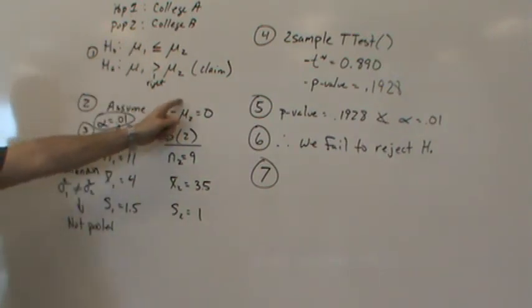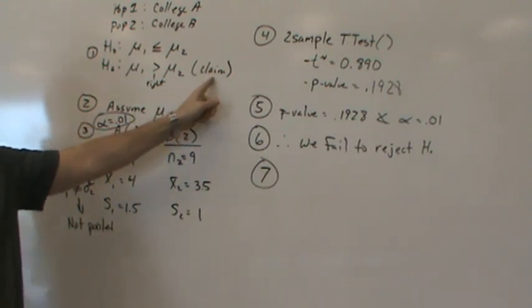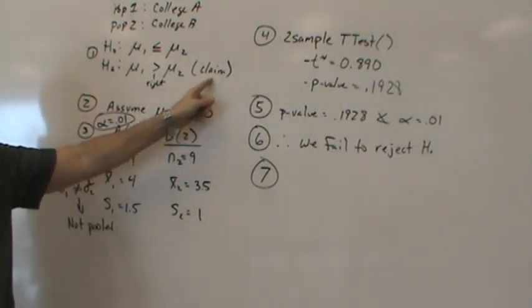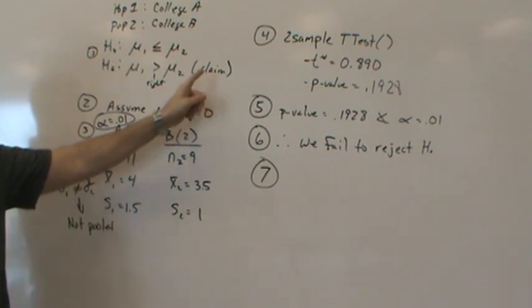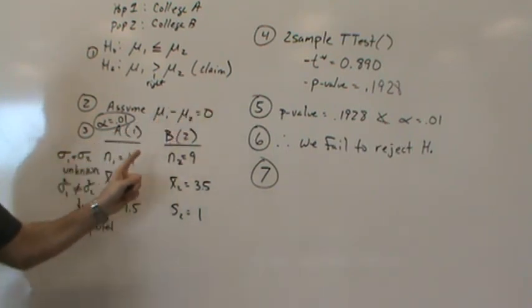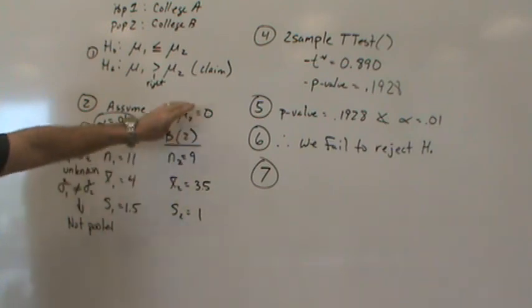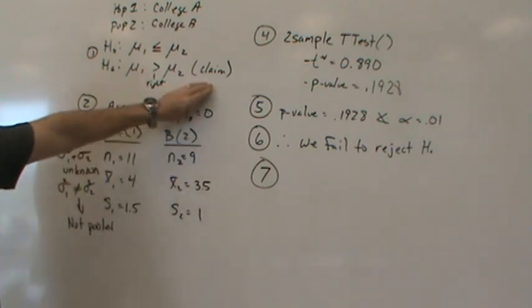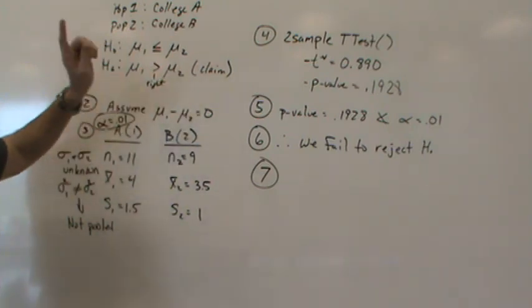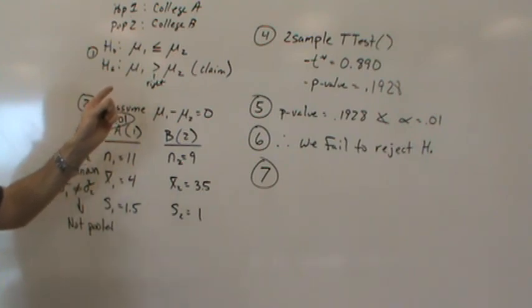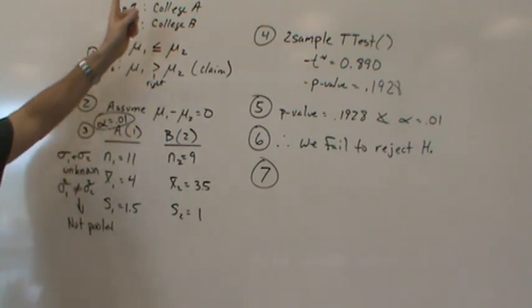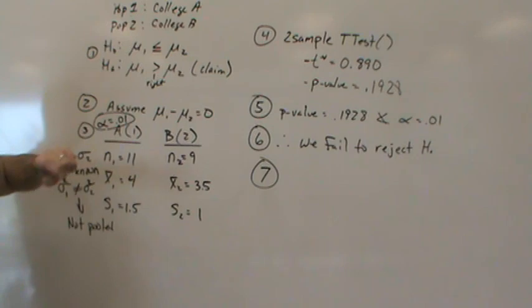So what does that mean for our claim? In this case, since the claim is the alternative, we would have to conclude that there is not enough evidence to support the claim. So at an alpha level of 0.01, there's not enough evidence to support the claim that the average number of classes that a student takes at College A is greater than at College B, based on the sample data. And that's it.